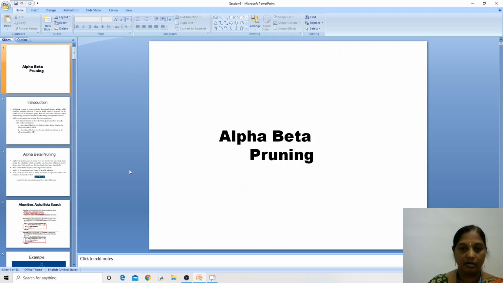For example, we are talking about a two-player game. In the two-player game, we have two players, the max player and the min player. If you are not exploring a node that belongs to the max player, that is called alpha pruning. Next, if you are not exploring a node that belongs to the min player, that is called beta pruning. Here alpha and beta are two threshold values.